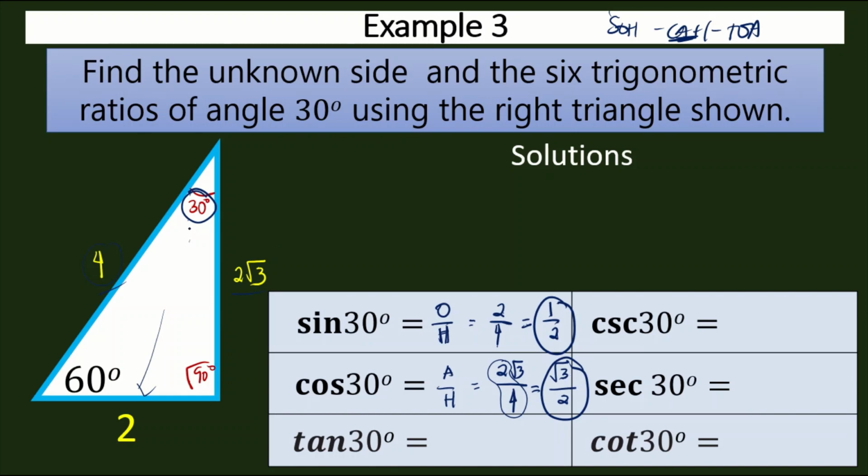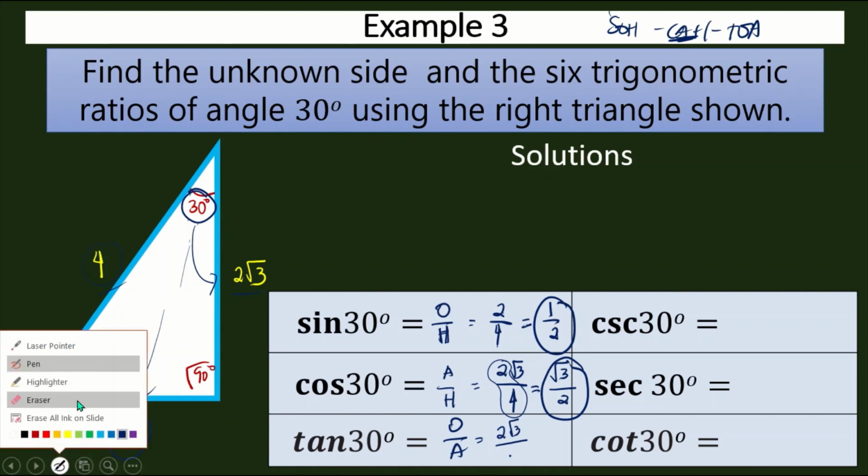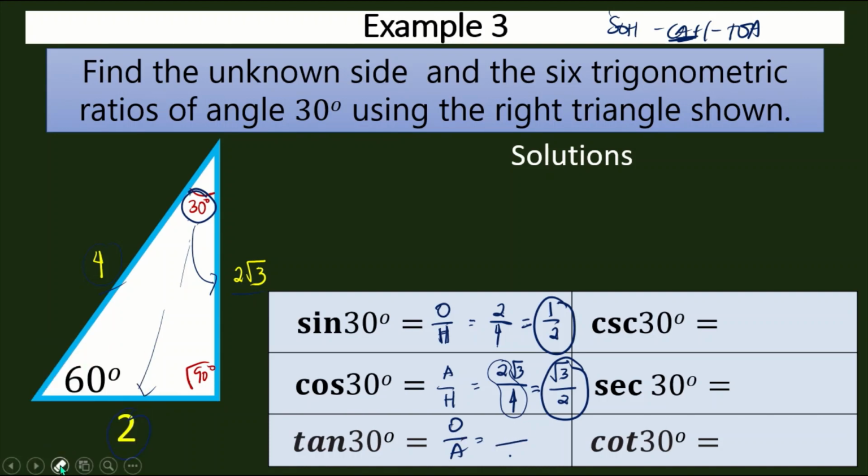Next, tan 30. Ang tan 30 natin ay opposite over adjacent. Ang opposite again ng 30 degrees, that is 2 over adjacent, which is 2 square root of 3. So, we have 2 over 2 square root of 3. So, maka-cancel ang 2 natin and matitira is 1 over square root of 3.